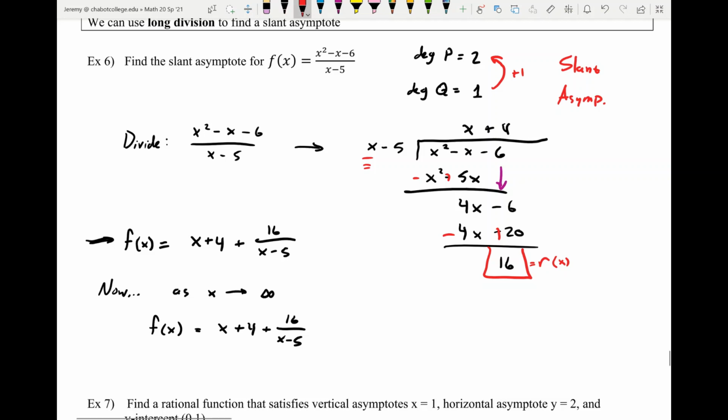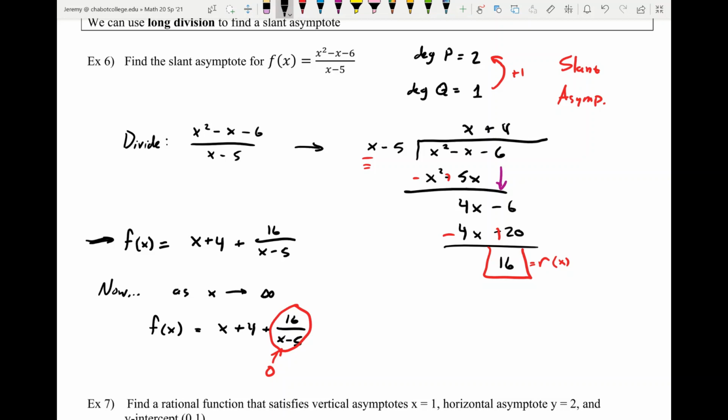Notice this term right here: as x goes off to positive infinity, if I put in, say, 10,000, this is going to be 16 over 9,995, right? Or if I put in a million, I'm going to have 16 over 999,995, something like that. So basically we can see that this whole thing is going to 0.